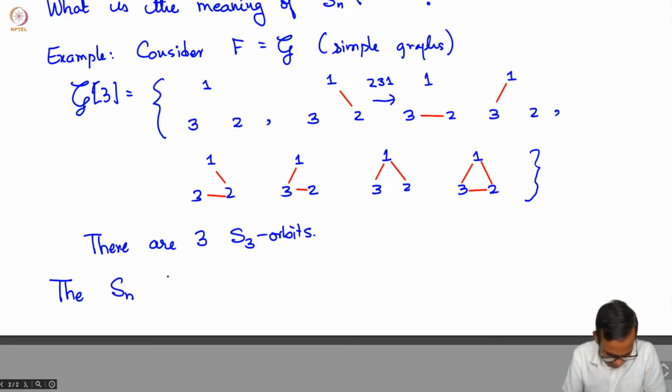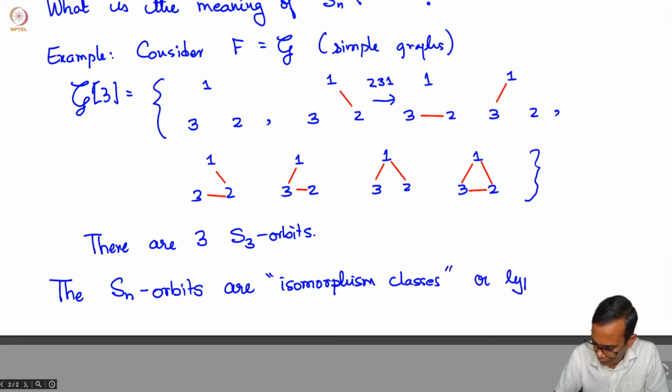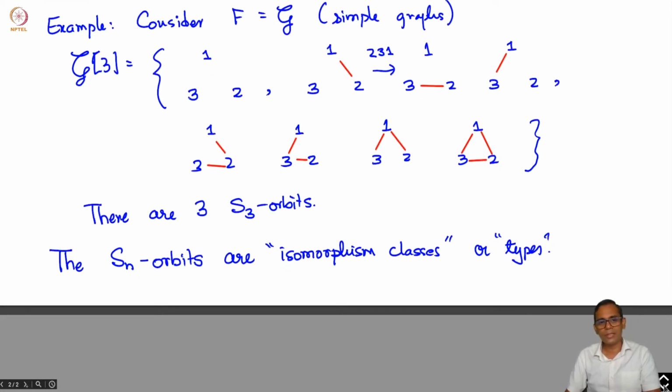The Sn orbits are isomorphism classes. Sometimes they are called types. So there are different types of graphs. In this case, I only looked at three vertices so that I could enumerate everything. In this case, it turns out that if two graphs have the same number of edges, then they're isomorphic. But that's certainly not the case the moment you look at graphs with 4 or more vertices.